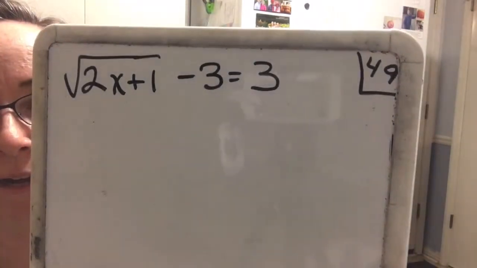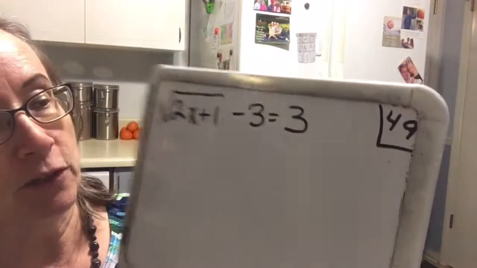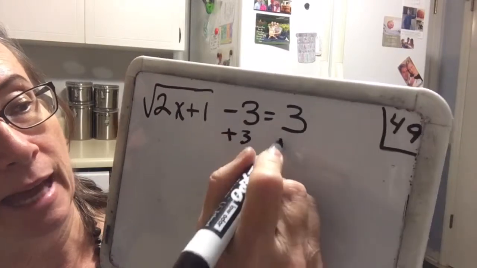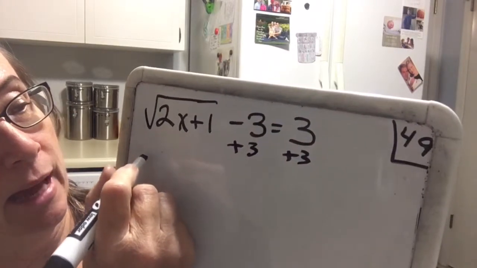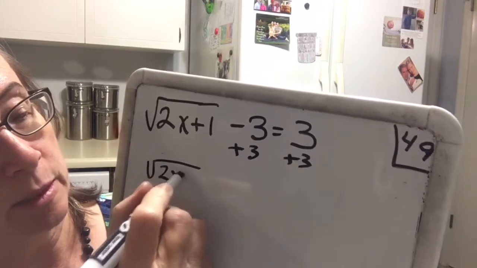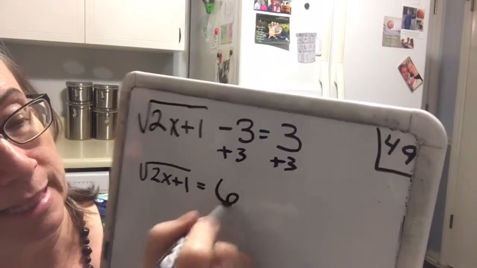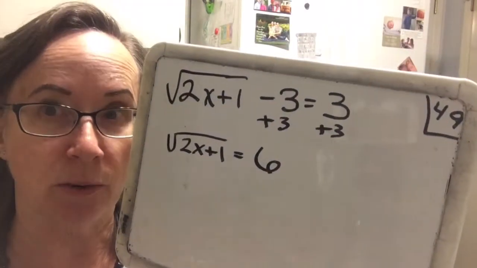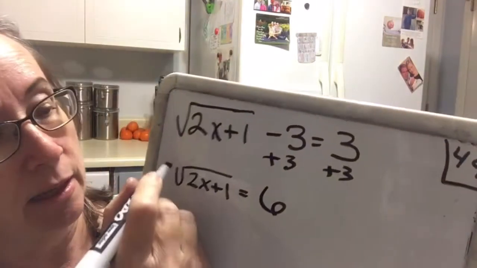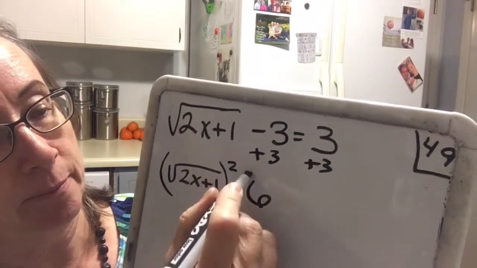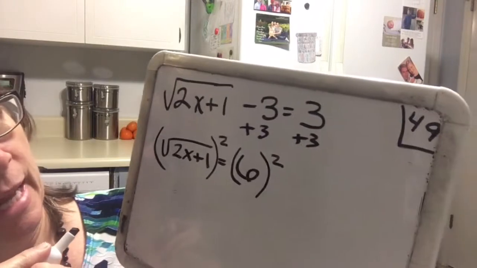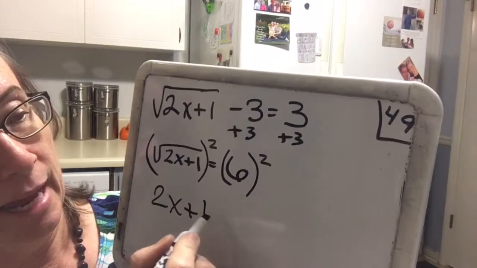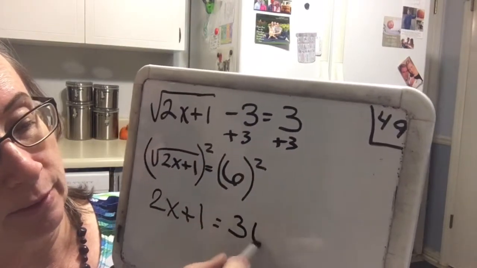Okay, so here is our cool problem that we're going to do. The first thing we're going to do is isolate our radical, which means we're going to add a 3 and add a 3. So now we have the square root of 2x plus 1 is equal to 6. And that's pretty clean. So now remember, when we square both sides, we're squaring both whole sides. So we're going to take this one, square it, take this one, square it, and then the square of the radical just leaves me 2x plus 1, and the square of the 6 leaves me with the 36.